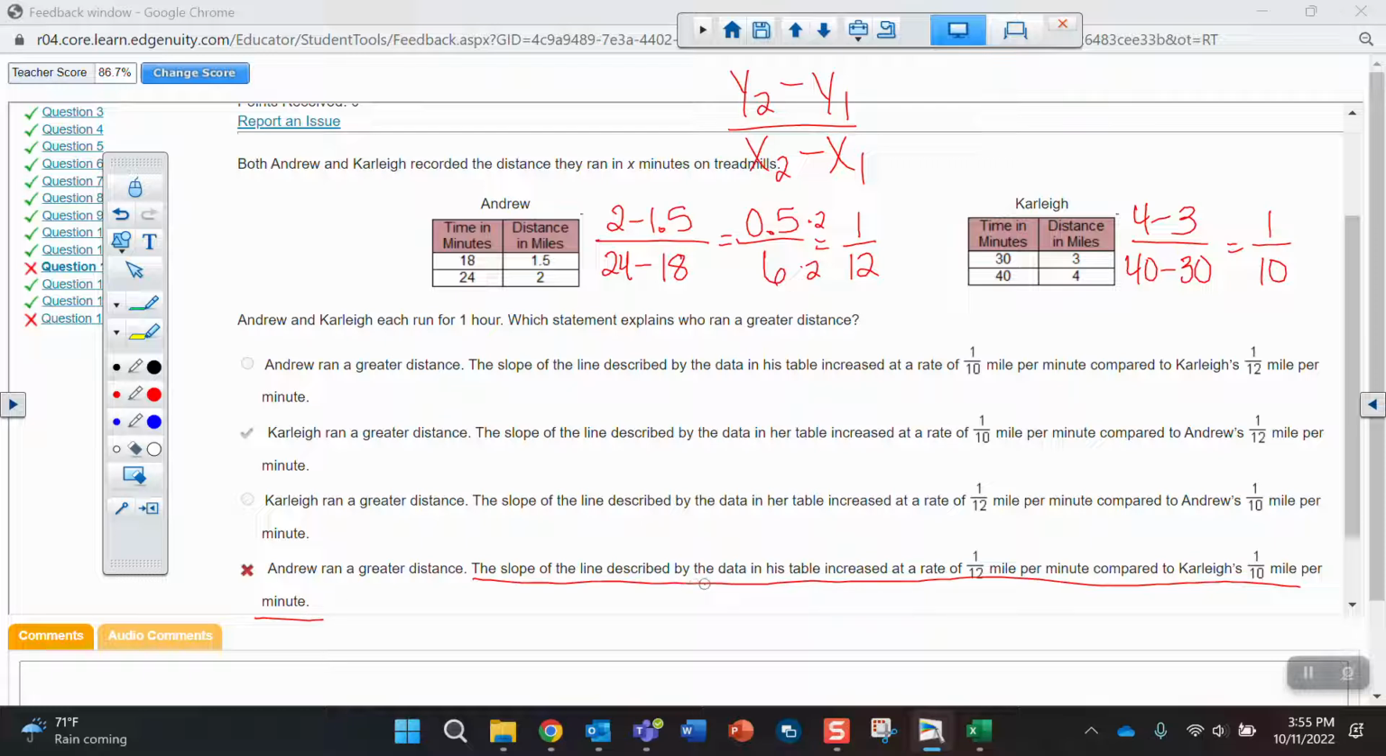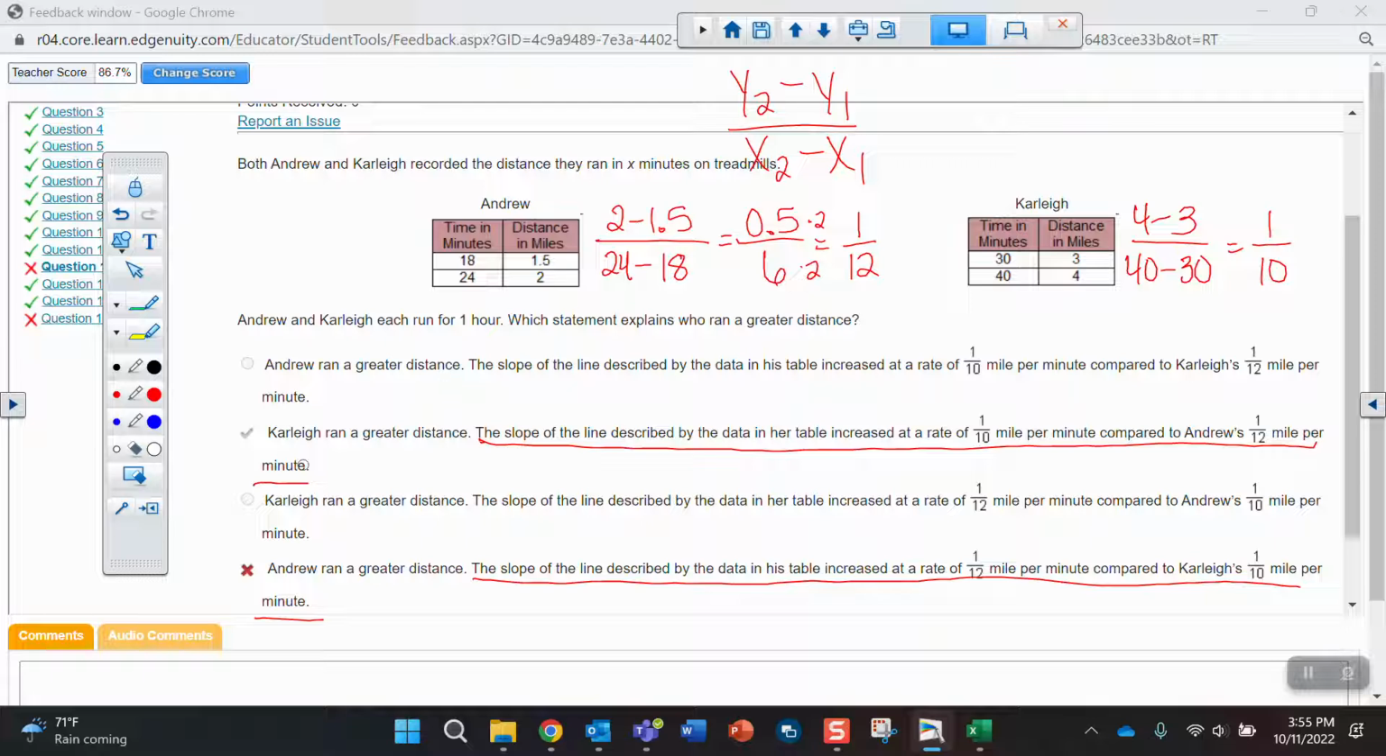The slope of the line described by the data in his table is at a rate of 1/12 of a mile per minute. Hers is 1/10 of a mile per minute. That's true. What this says is the exact same thing. It just has Carly listed first and Andrew listed second. It says Carly ran, because they run for an hour.